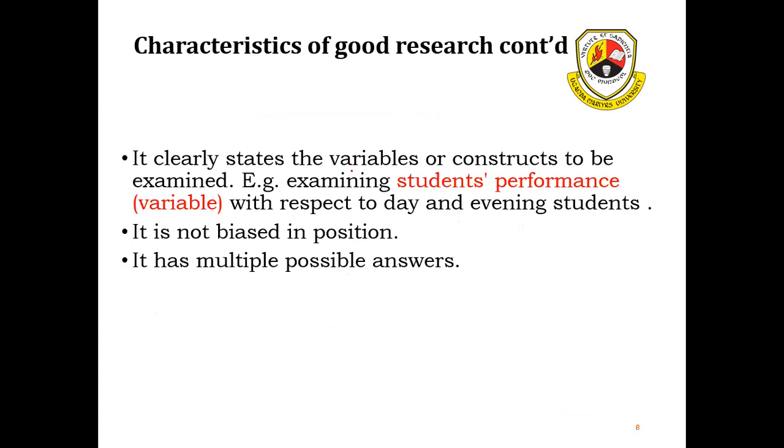The research clearly states variables or constructs that are going to be examined. Take an example here. We have an example where examining students' performance. So the students is a variable and their performance is another variable. We clearly state what it is we are examining. Okay?